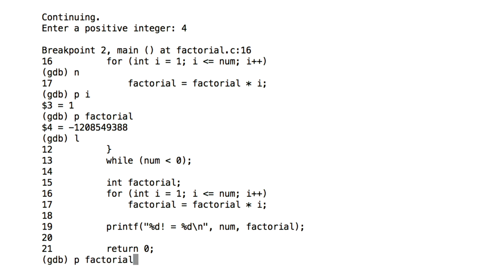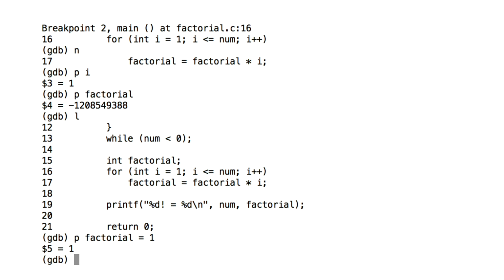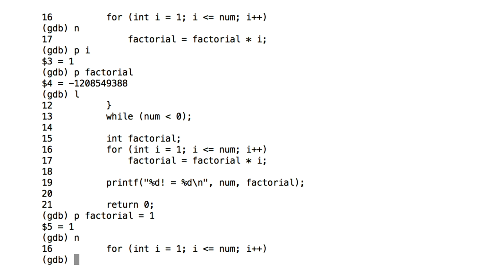Fortunately, we don't have to leave GDB to fix this. We can initialize it right here and fix it in the code later using the print command. We'll initialize it to 1 since the factorials of 0 and 1 are both 1. And if we initialized it to 0, then we'd always end up with 0 as our result. You can set any variable this way, which is super handy. Now, let's continue our program.